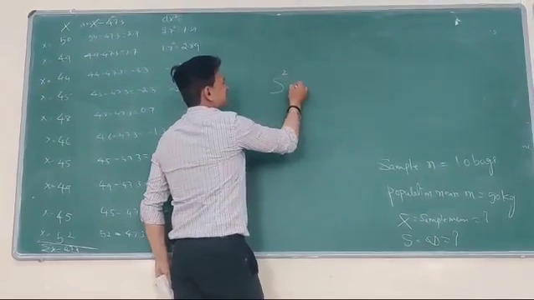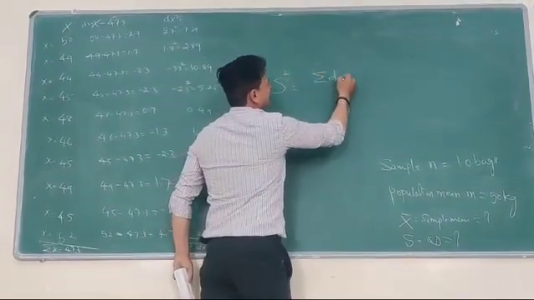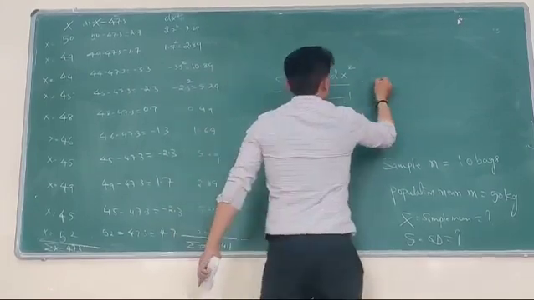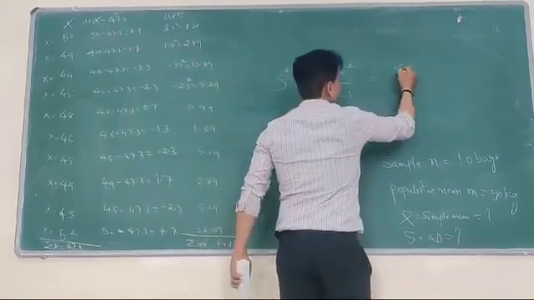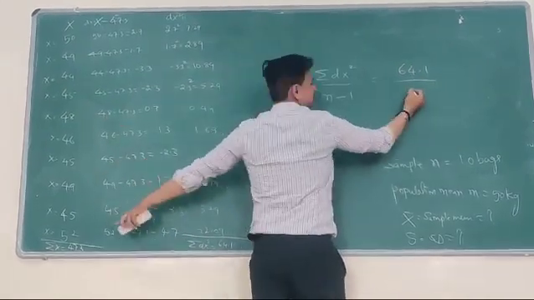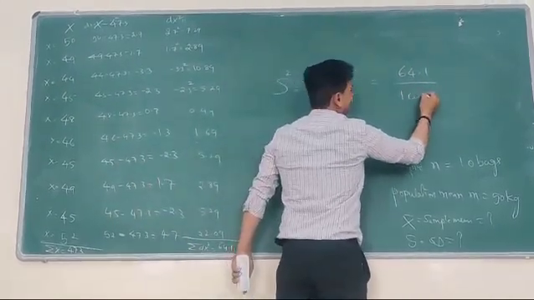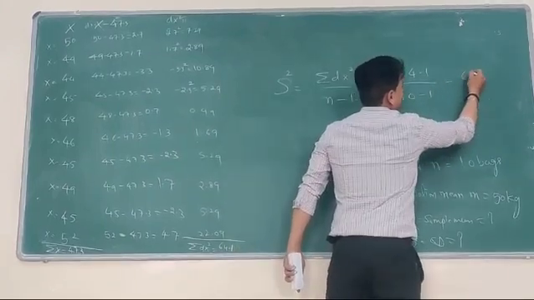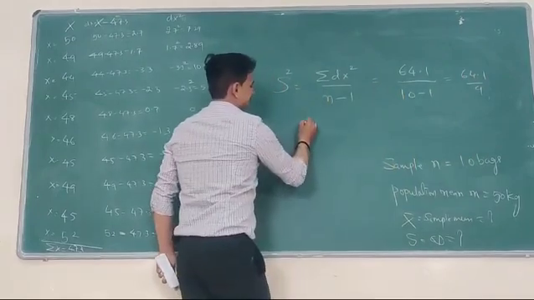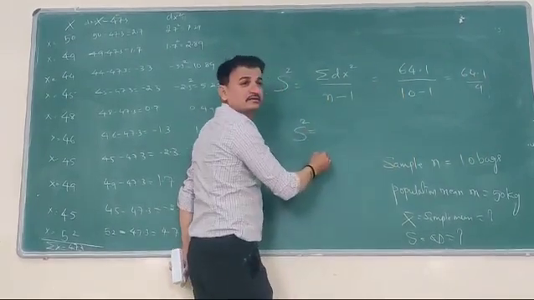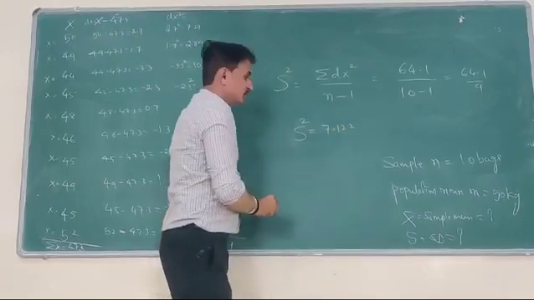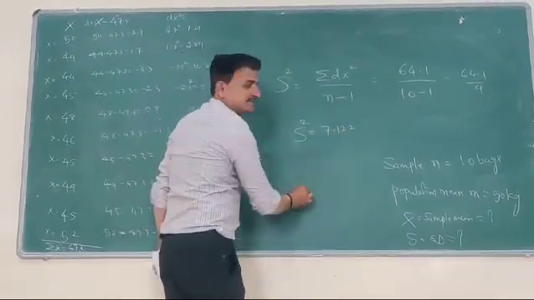Now I will calculate the variance. That is s square equal to summation of dx square divided by n minus 1. What is the summation of dx square? 64.1, divided by the number of bags, 10. 10 bags are there. 10 minus 1. So 64.1 divided by 9. So what is s square? 7.122. But in the formula we require s.